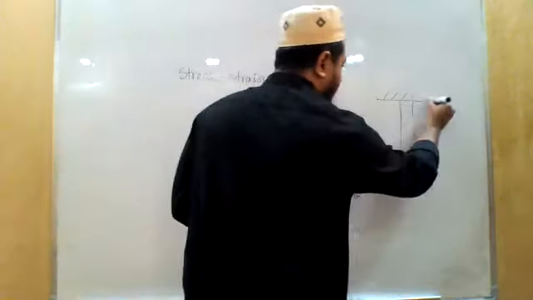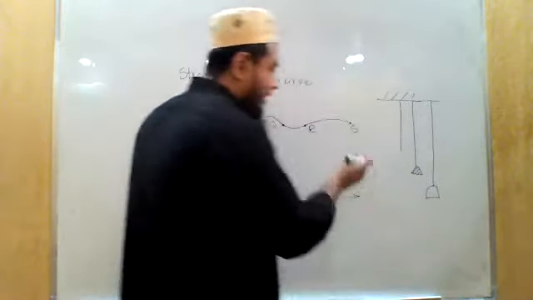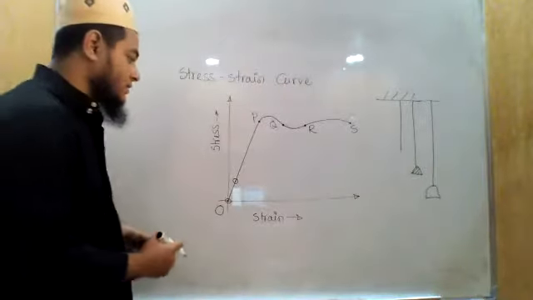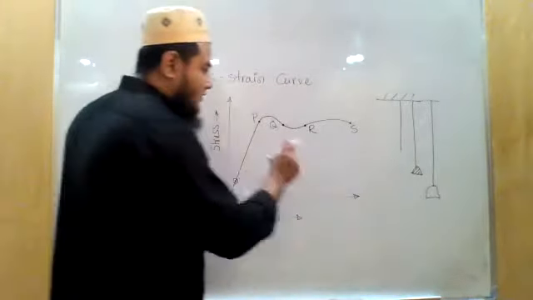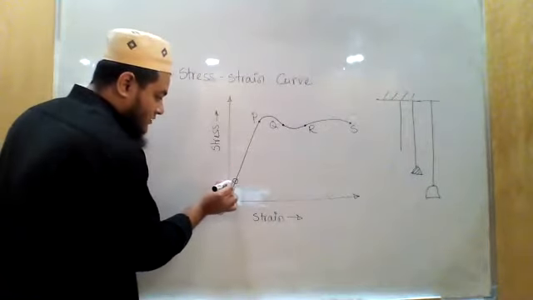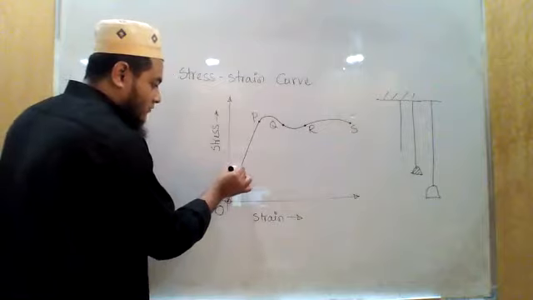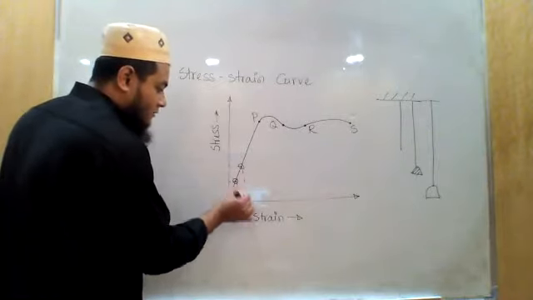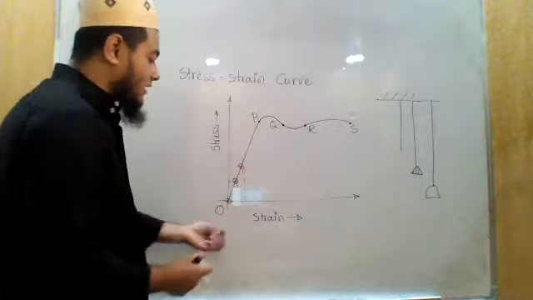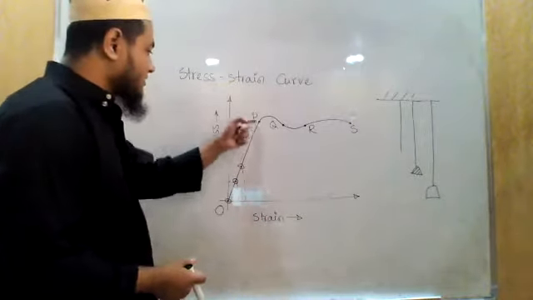Now if I keep on increasing the load a little bit, what will happen? The length will keep on increasing, right? It will be extending continuously. So if I take different values, let us say for this stress, this is the amount of strain. If I increase the stress, for this I will get this amount of strain. Like that, if I take different values of strain for different values of stress, I will get this straight line.